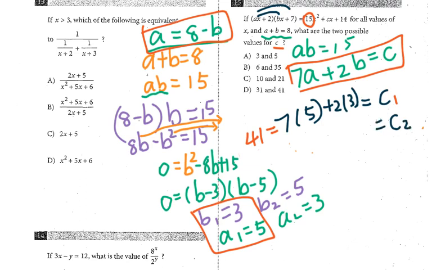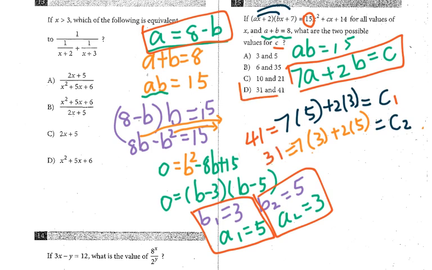Then you also have c2. You need to plug in a equals 3 and b equals 5. Therefore, that means 7 times 3 plus 2 times 5. You will get 31. Therefore, your answer will be 31 and 41.